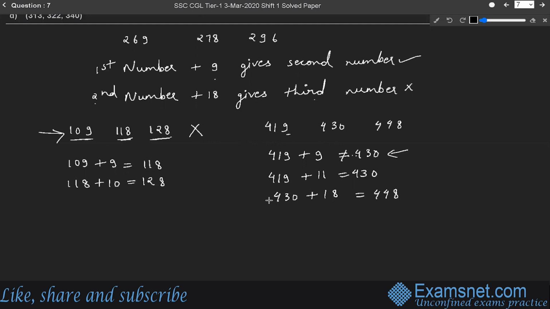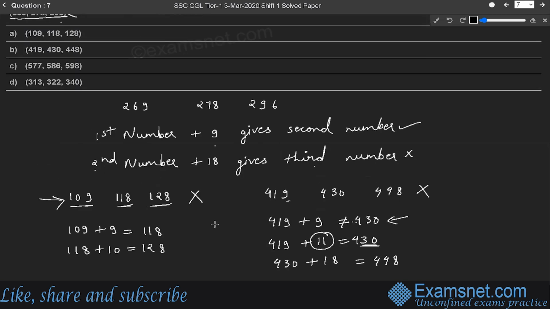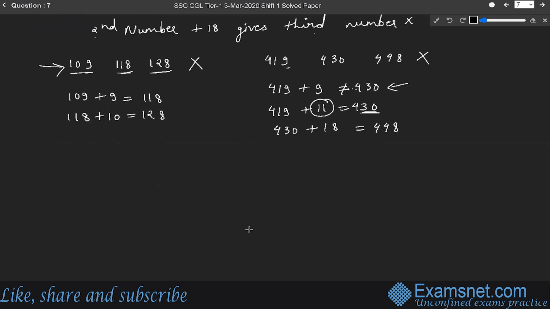Okay, you can see that in the first number, 11 is added, then we obtain the second number. But according to the concept, 9 must be added to the first number. So this option is also not correct. Now let us look at the third option. Third option is 577, 586, and 598. So writing all these numbers here.